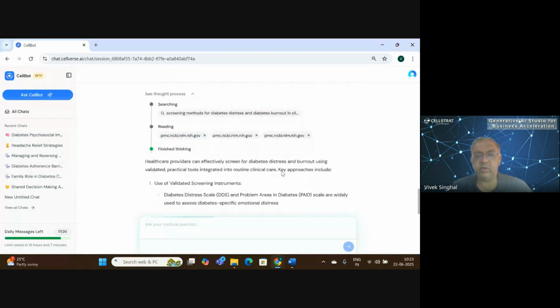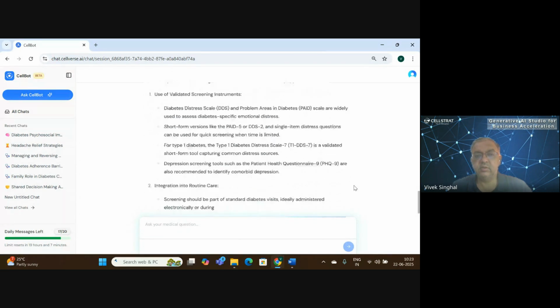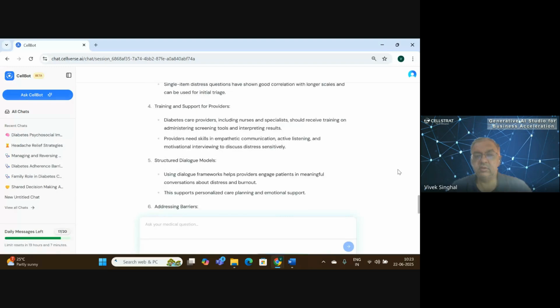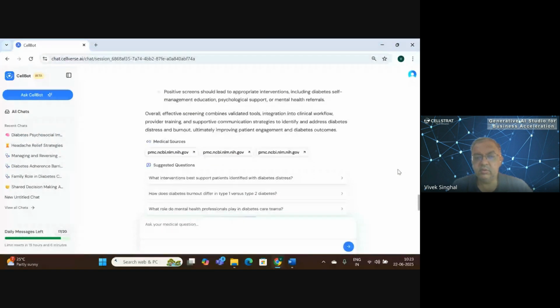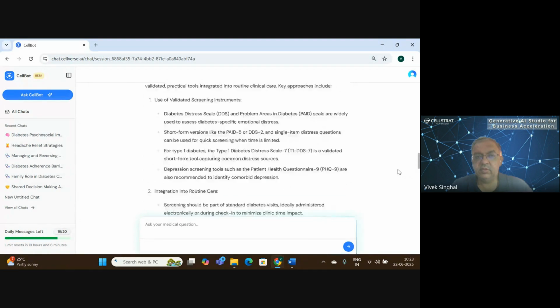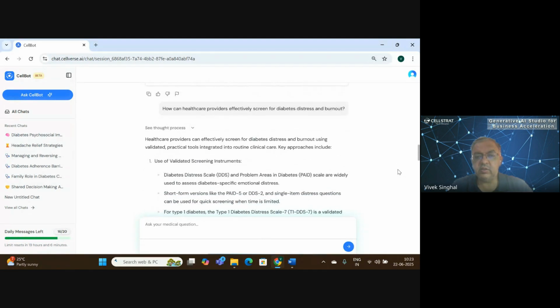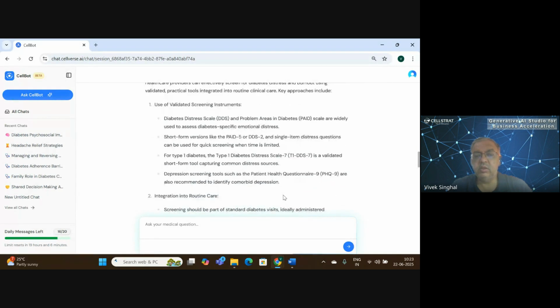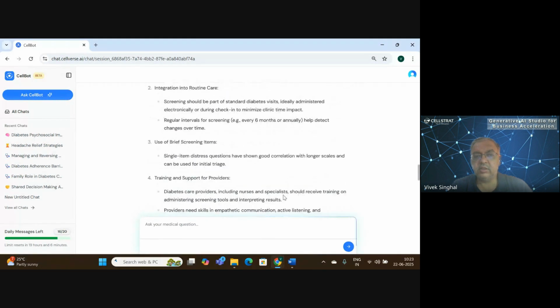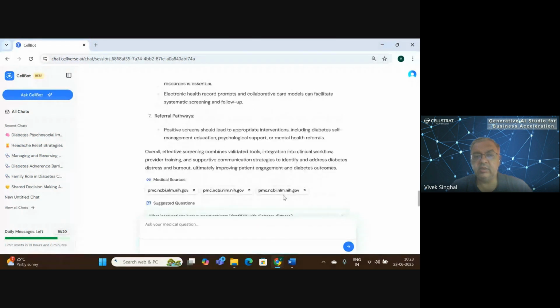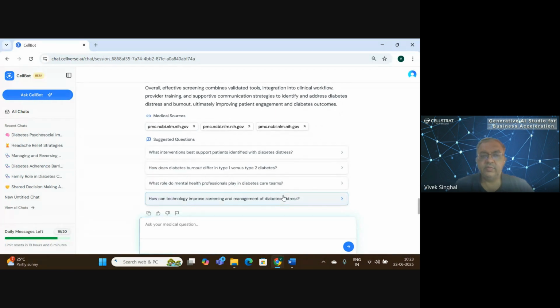So you can see the thinking process. So it says validated screening instruments. So they are specialized instruments. So they have some techniques for how to measure the diabetes distress level or burnout level, right? So doctors here can attest to this better than I can. I'm not a medical expert here.